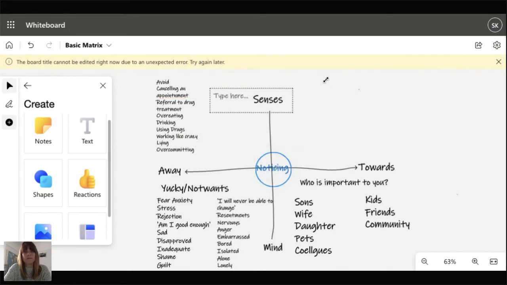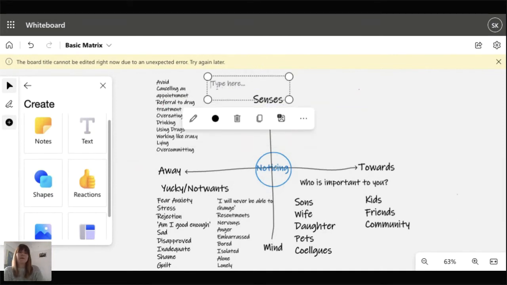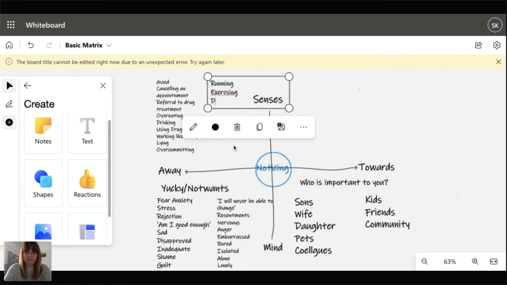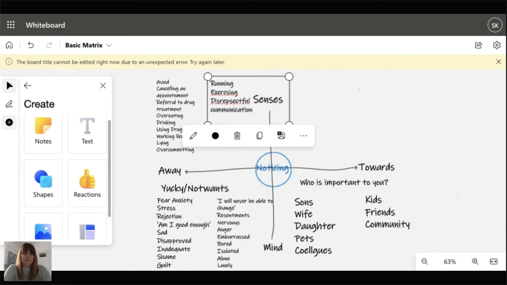And then other stuff that people do to find relief from their yucky stuff. People get stressed, don't they? They go running, exercising, disrespectful communication, yeah. What else, if we keep it general, do people do to find relief from their not-ones? Eating, shopping, spending, gaming, zoning out. For me, zoning out includes binging on Netflix. I'm in the middle of Top Boy at the moment, and I'm just zoning right into that, loving it.